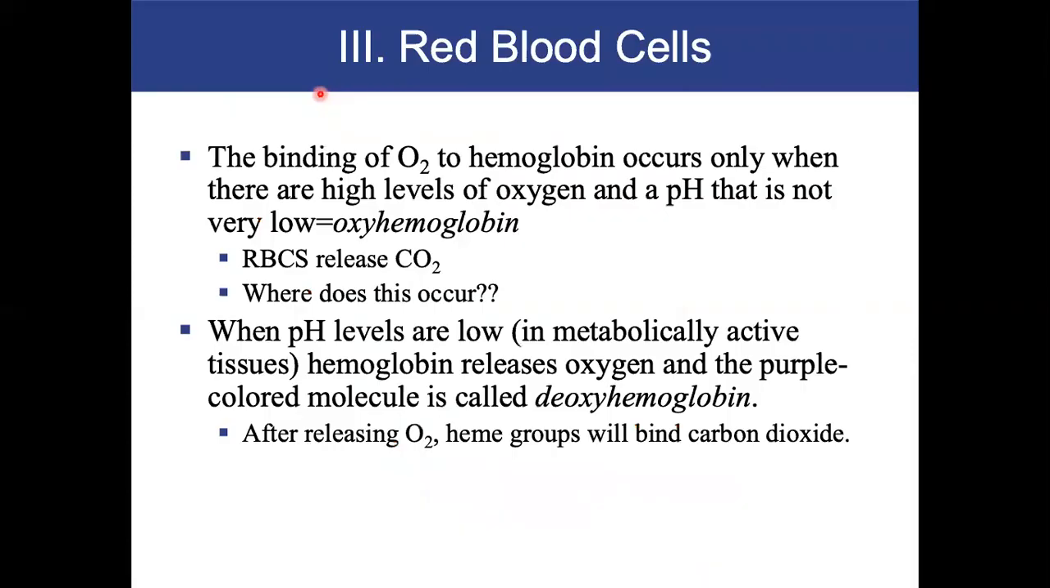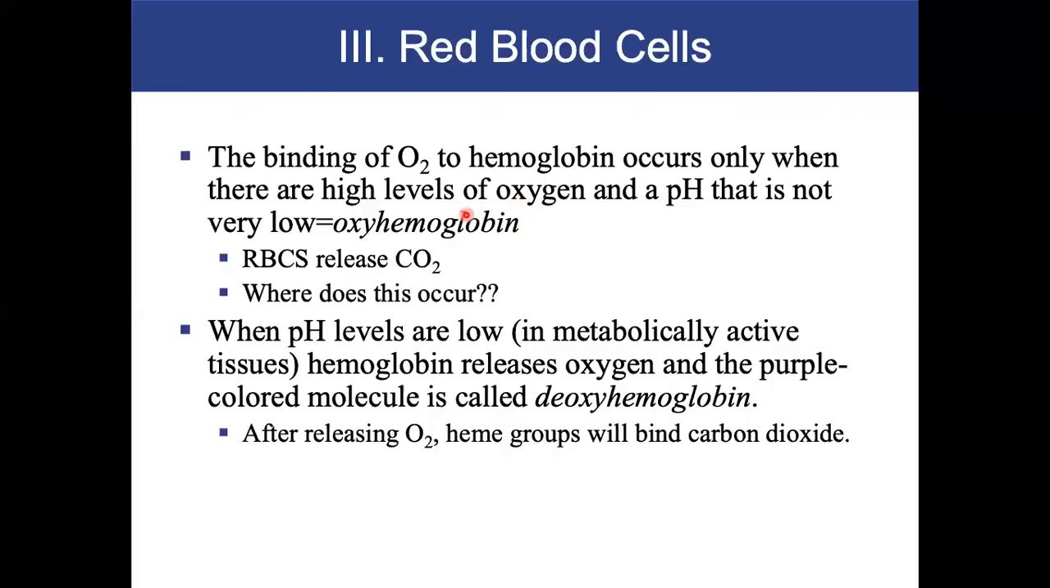In red blood cells, the binding of oxygen to hemoglobin occurs only when there are high levels of oxygen and a pH that is not very low. When oxygen is bound to hemoglobin, we call it oxyhemoglobin, and it's a bright color. At that point, red blood cells release CO2. Where does this occur? Go ahead and read it again. I'll wait. Where is there a high level of oxygen? I'll give you two choices. Lungs or tissues?